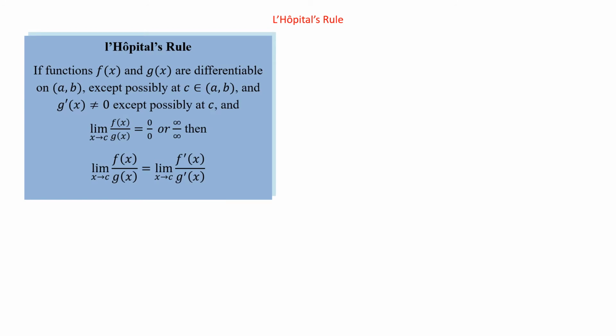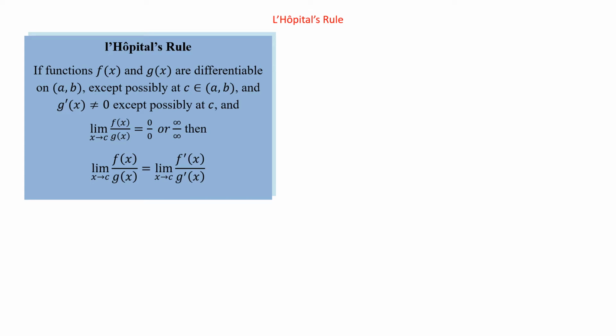And so what is L'Hôpital's rule? L'Hôpital's rule says that if you have two functions that are differentiable on an interval, now this does not have to be a big interval. It just means that it has to be differentiable right near this one little point, except possibly at the point itself. And the g prime of x doesn't equal 0, except possibly at that point.